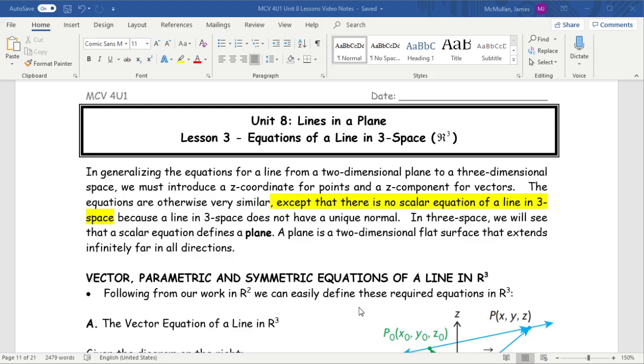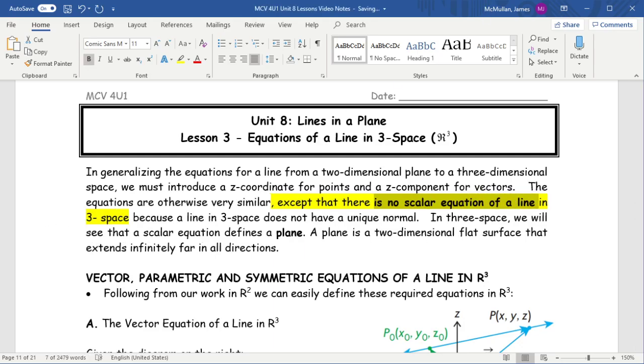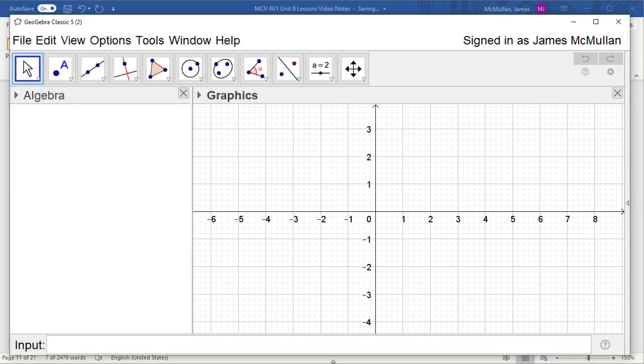Today's lesson marks the transition from 2 dimensions to 3 dimensions in terms of drawing lines and understanding lines. A line in 3 space is very, very similar to a line in 2 space, except that there is no scalar equation of a line in 3 space.